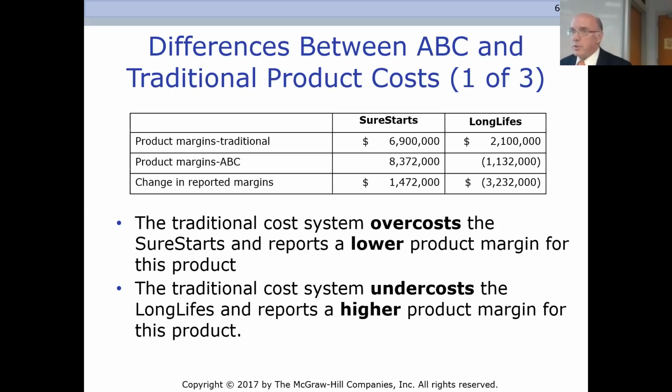You know, what do you want to do with the information? And how relevant is it to what you're doing and so forth? But it's an additional tool. Activity-based costing is an additional tool. It shows you a little different approach to measuring things like costs and profit margins. The traditional cost system overcosts the Sure Starts. The Sure Starts are, let's see, activity-based is 8 million something versus 6,900,000. It overcosts the Sure Starts and reports the lower product margin for this product. The traditional cost system undercosts the Long Lives and reports a higher product margin for this product.